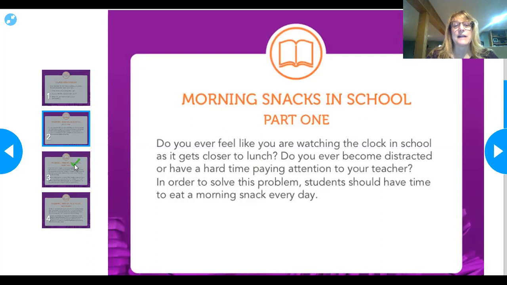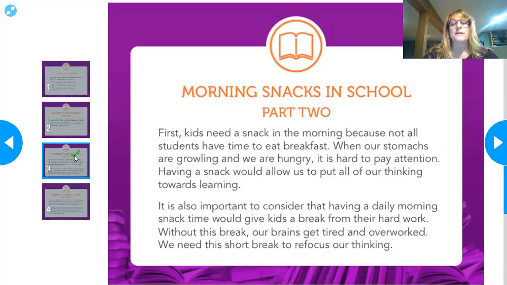We'll go to slide 3. And these are 2 paragraphs we're going to read together. First, kids need a snack in the morning because not all students have time to eat breakfast. When our stomachs are growling and we are hungry, it's hard to pay attention. Having a snack would allow us to put all of our thinking towards learning.